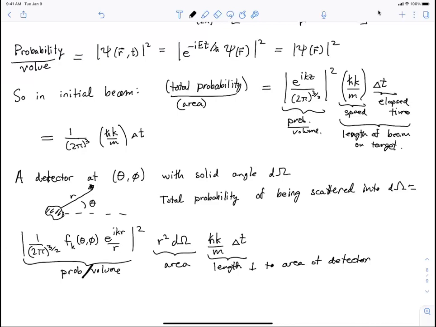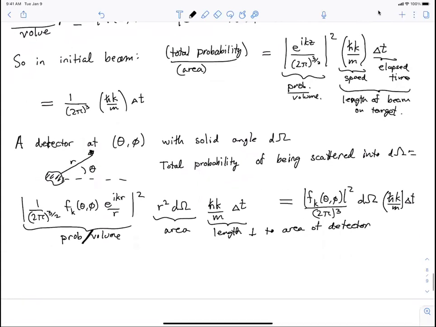Okay, and now we can simplify this a little bit. So the e to the ikr when we take the complex square goes away. And so we're left with the square of f_k. We also have a 2 pi cubed. We have our d omega. And then we have our h bar k over m times delta t, just like we did in the incident wave.